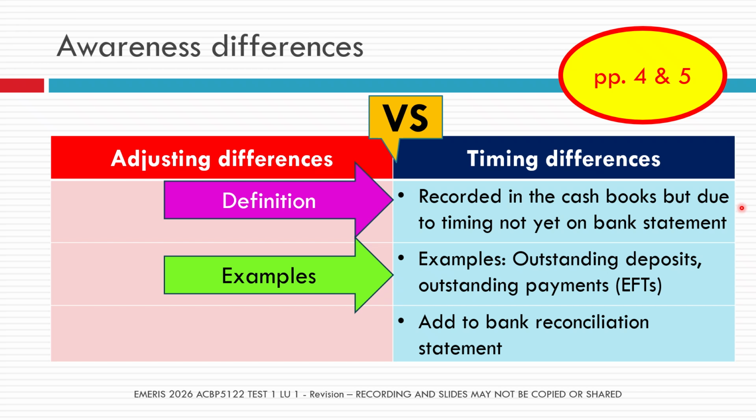For timing differences, there are only 2 examples that qualify. These are outstanding deposits or outstanding payments, also known as outstanding EFTs. Just remember again that we no longer have checks in South Africa, so all payments are now made via EFT. And what action is required for a timing difference? For timing differences, we are going to be updating the bank reconciliation statement.